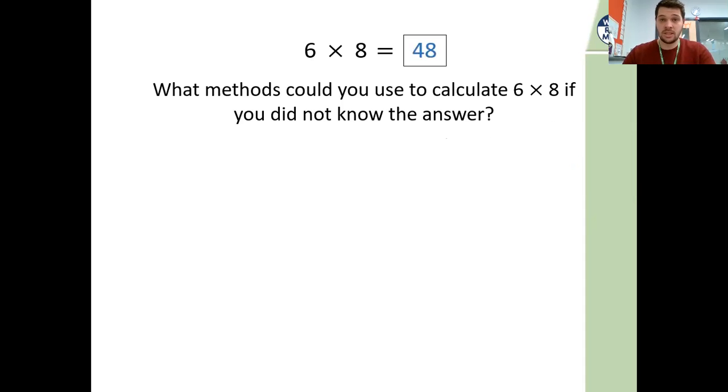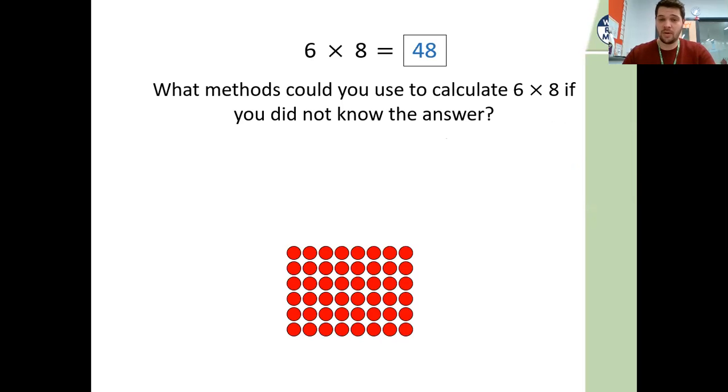So 6 times 8 is 48. That's fine. We could, like we've done before, use our array method. Absolutely fine. I could draw 6 lots of 8 or 8 lots of 6. I could use that method, number 1.